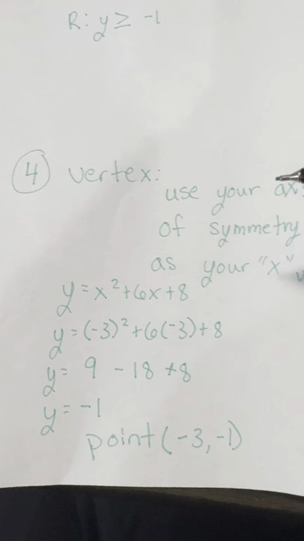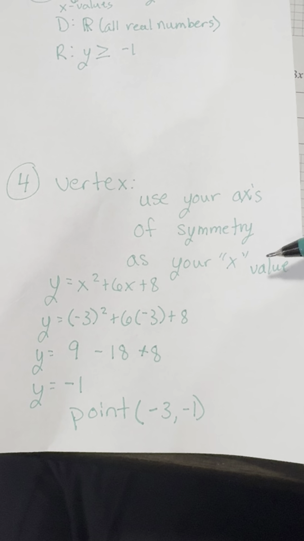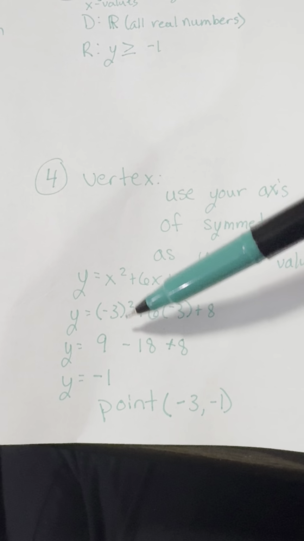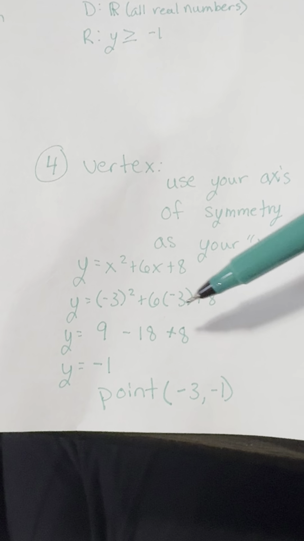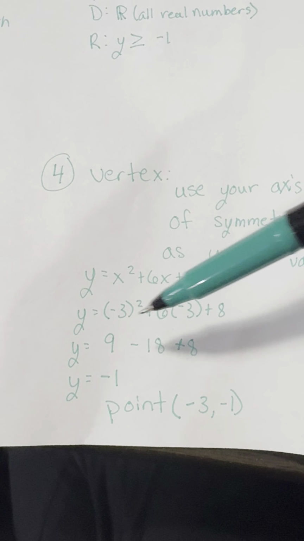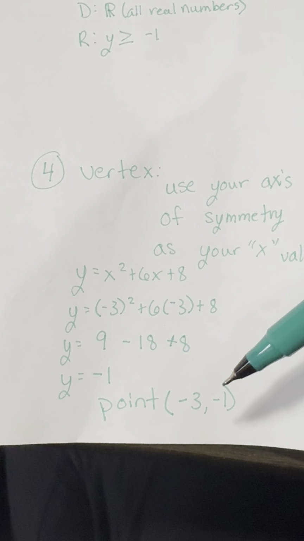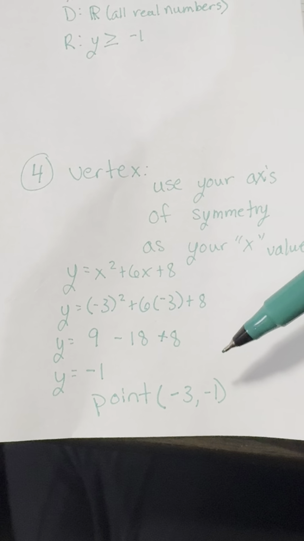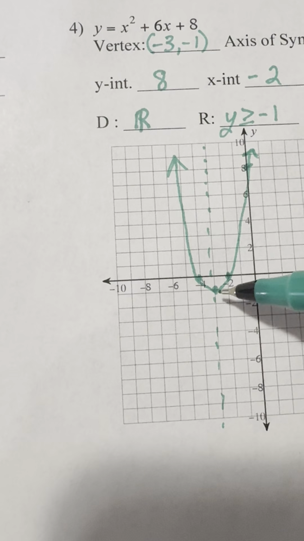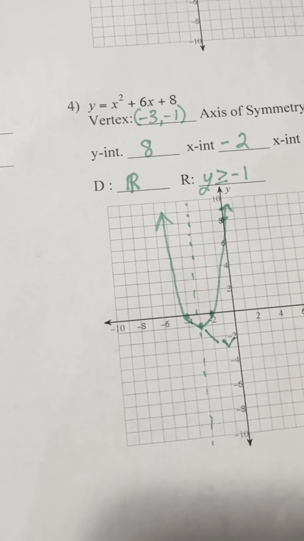Now, when we go to find our vertex, you're going to use that -3, your axis of symmetry, as your x value. So you're going to take that -3 that we just found and replace all of your x values. And you can either type it into the calculator just like this, or you can go ahead and solve it out. And you should get y equals -1. So that's going to be (-3, -1) for your vertex. So (-3, -1). So we've got our vertex here.